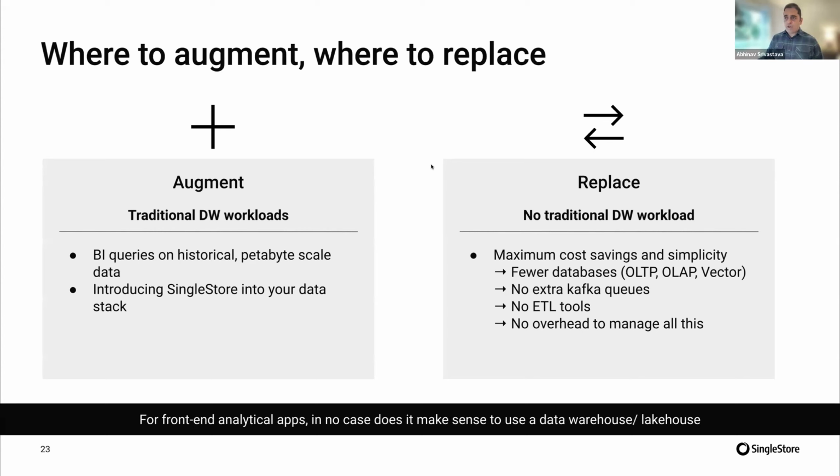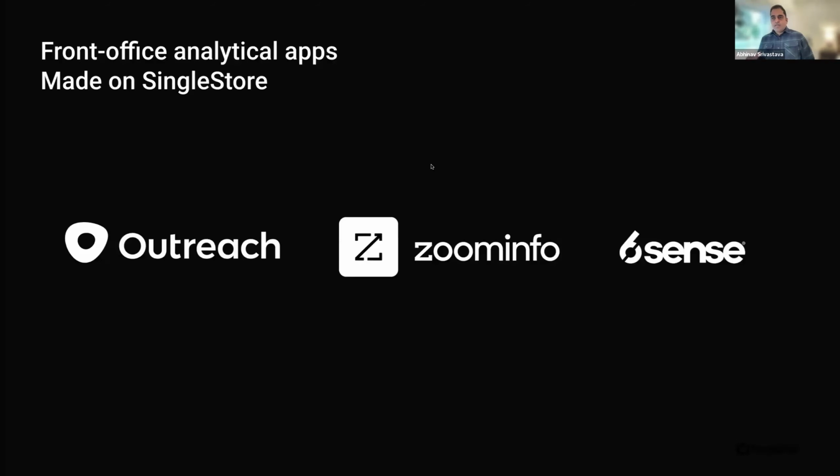So let's talk about a few examples, Dave. So we've got close to hundreds of customers who do this all the time. So we call this front office analytical applications, and these are just three analytical applications that customers have built using SingleStore. So Outreach, ZoomInfo, and 6sense. So let's talk about Outreach first.